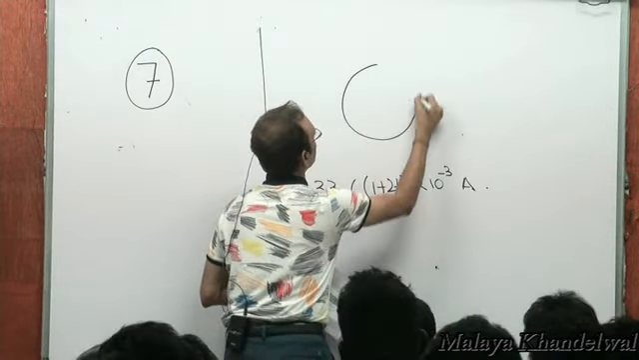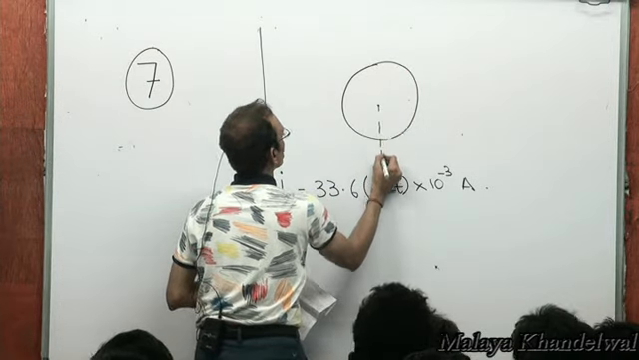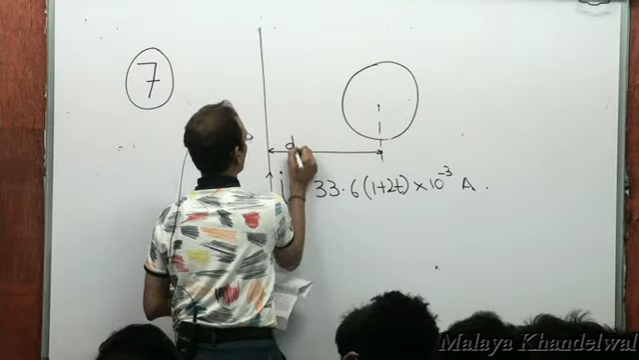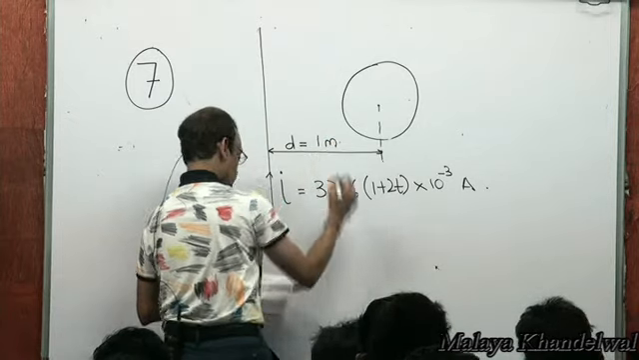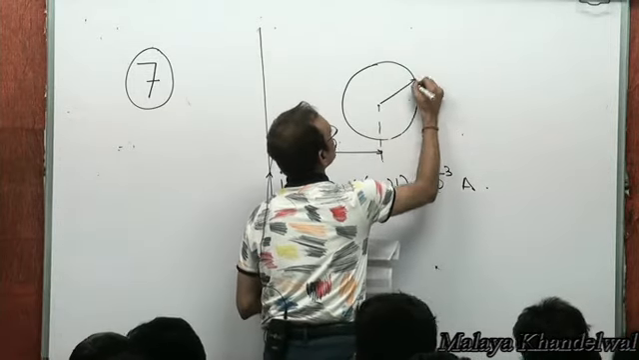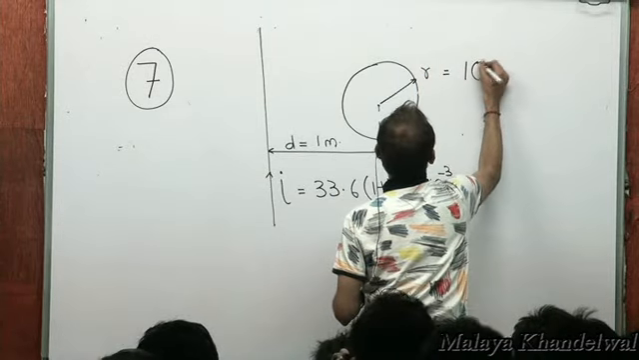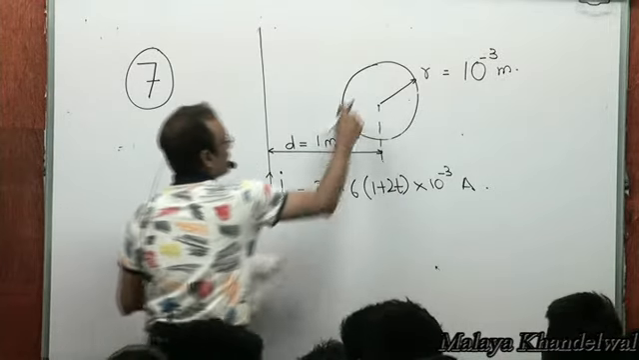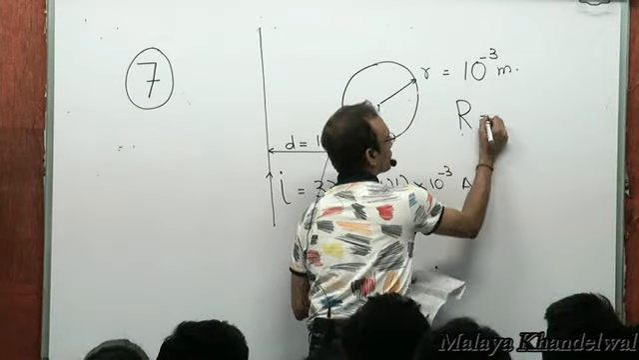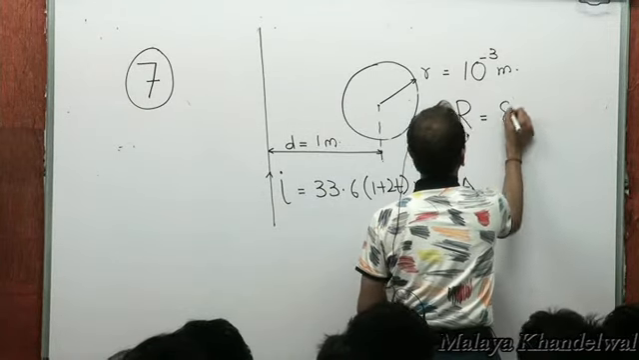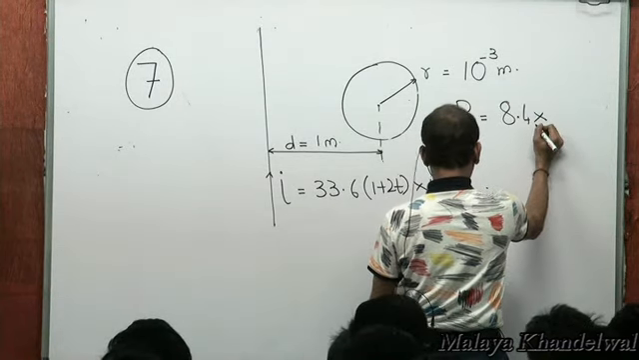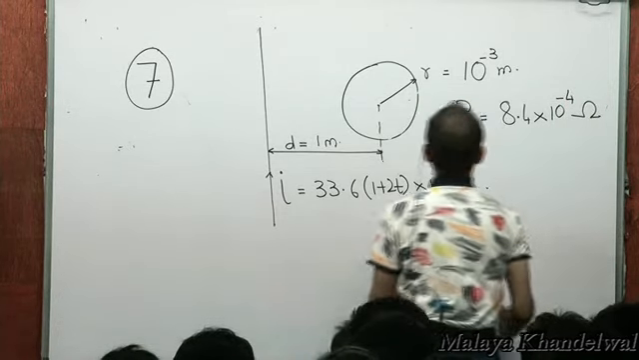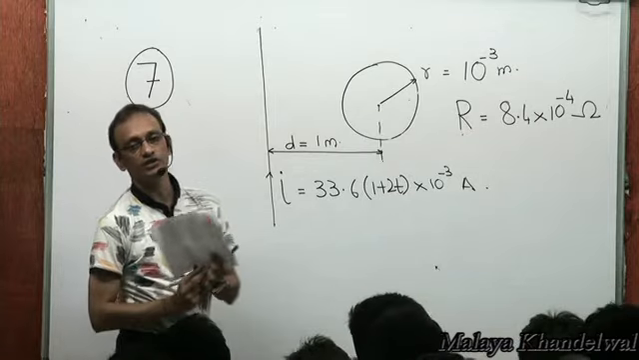And there is a circular loop whose center is at a distance d equal to 1 meter, and whose radius r is 10 to the power minus 3 meters. The resistance of this loop is given to be equal to 8.4 into 10 to the power minus 4 ohms. That's the resistance of this loop. We want to find the magnitude and direction of the induced EMF in this loop. Okay.